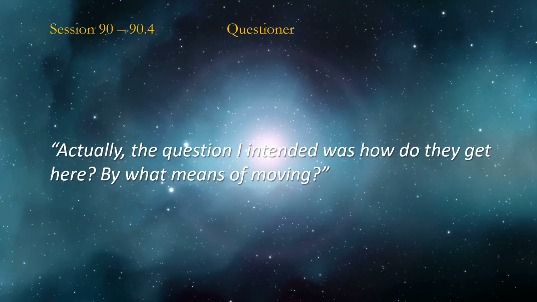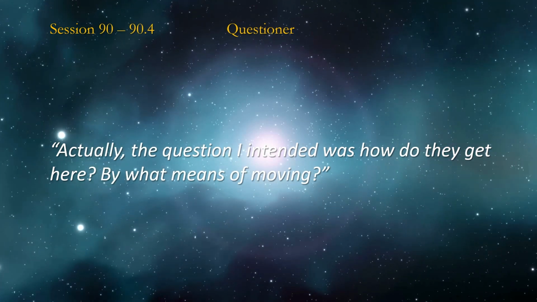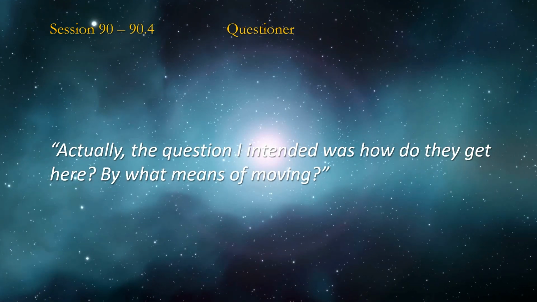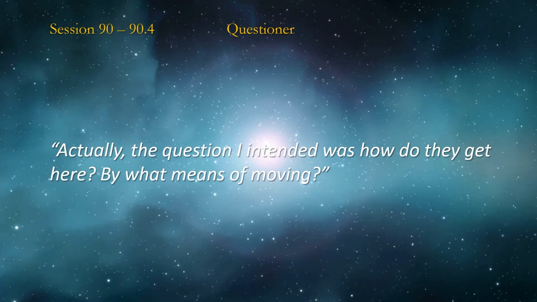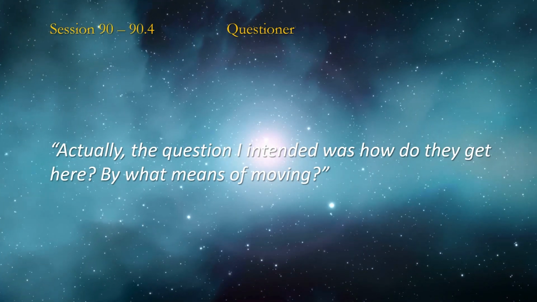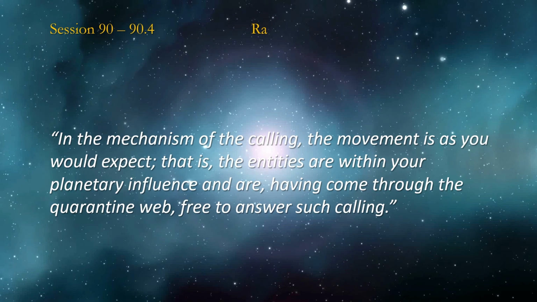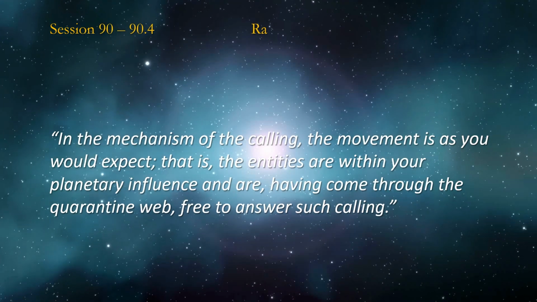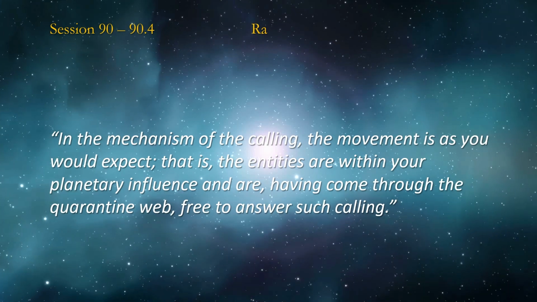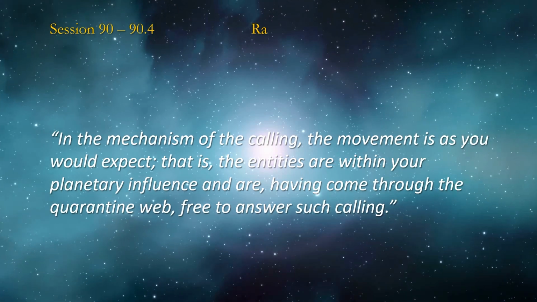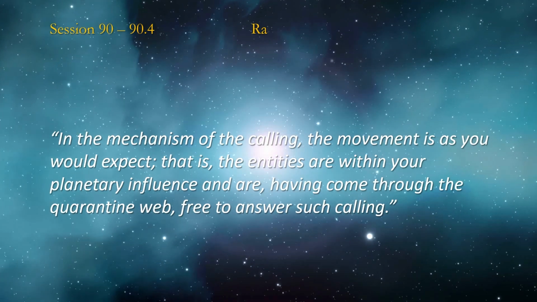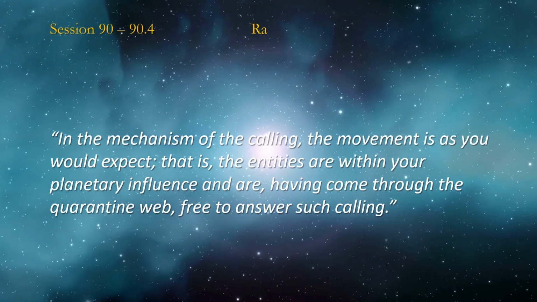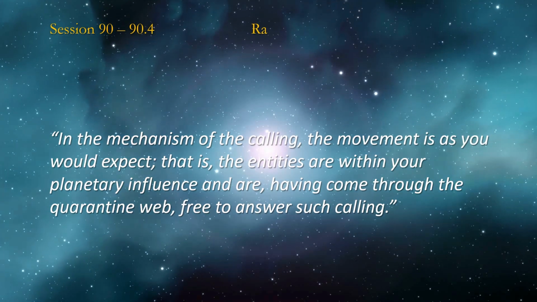Question 4, he says, "Actually, the question I intended was, how do they get here? By what means of moving?" So you see, moving in distance, in space-time. And so Ra offers this explanation and says, "In the mechanism of the calling, the movement is as you would expect. That is, the entities are within your planetary influence and are, having come through the quarantine web, free to answer such calling."